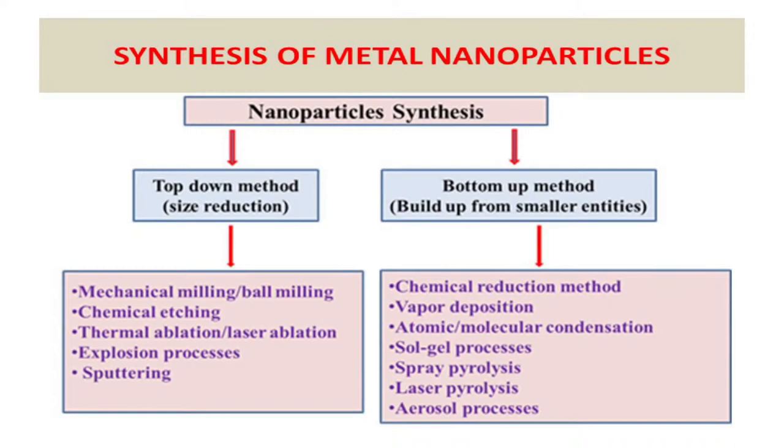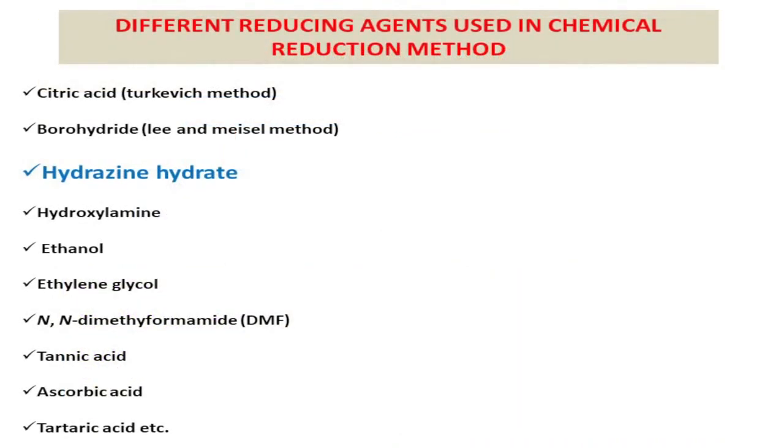One is the top-down, another is the bottom-up approach, and in the bottom-up approach there are so many methods which can be used, but the chemical reduction method is quite superior. So there are many chemical methods which can be used, but we have chosen hydrazine hydrate because we can functionalize this moiety on the periphery of our calyx platforms. So we have chosen hydrazine hydrate.